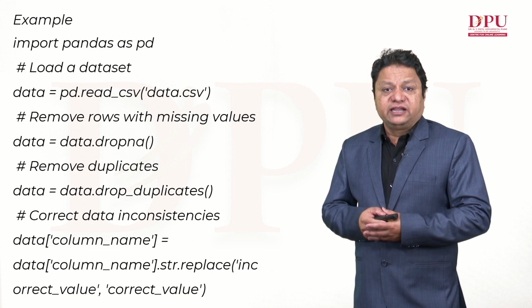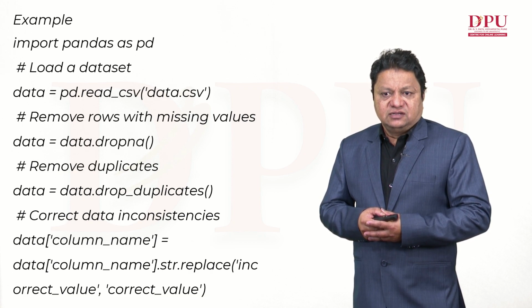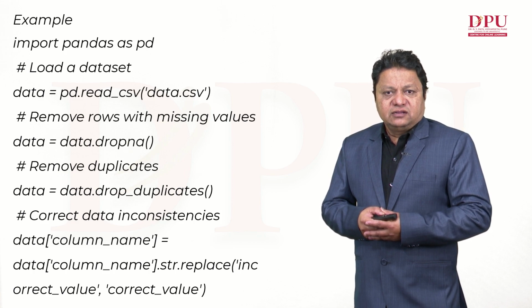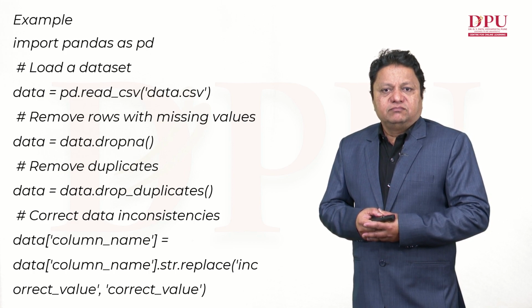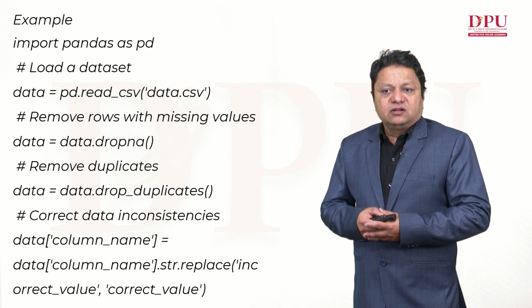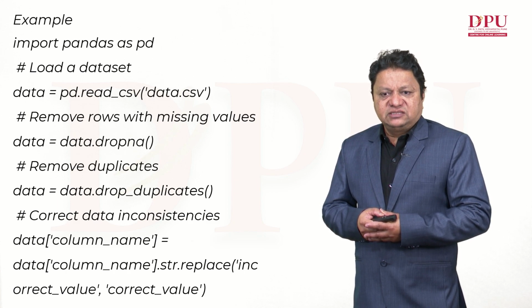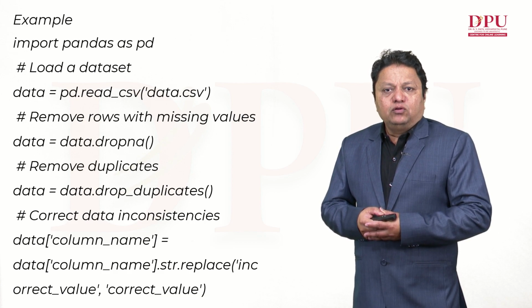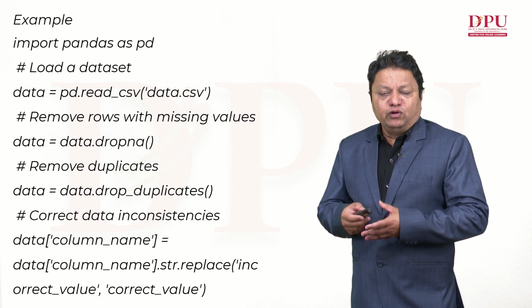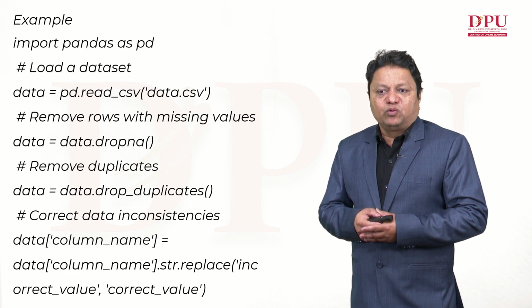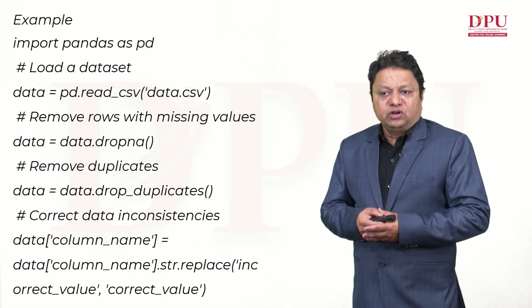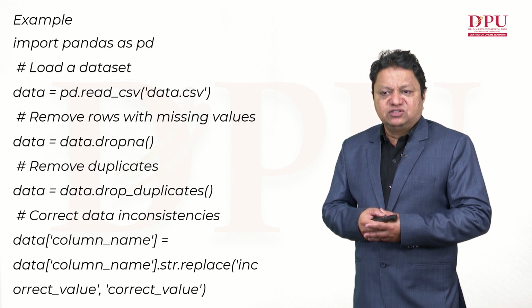Then how to correct the data inconsistencies? For example, I am storing in data[column name] = data[column name].str.replace, replacing the incorrect value with the correct value. So if you want to correct a name, I can provide the name that I want to replace with another name by using the str.replace function.